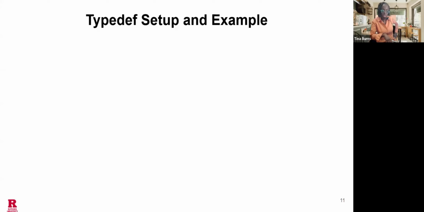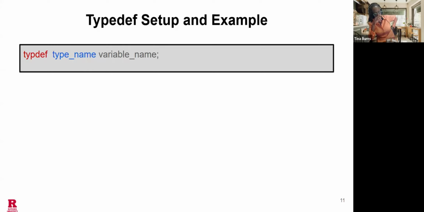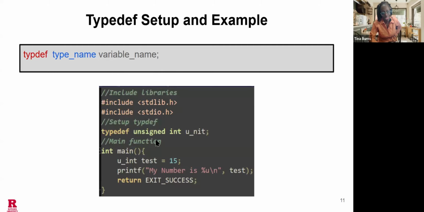So let's look at an example and a setup here. You're always going to set it up just like this. You're going to have your typedef, your data type, then the name of the type, and then the variable name. Here's one example using an unsigned integer: this is your typedef, that's always going to go before it, and then you have your type of variable, and then your variable name.